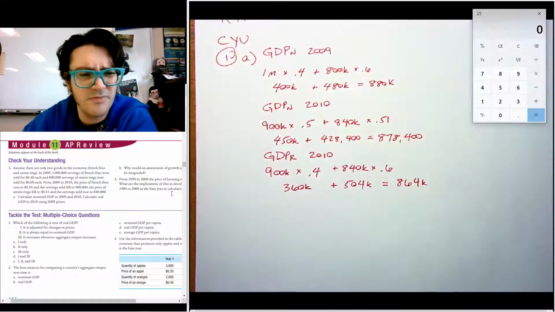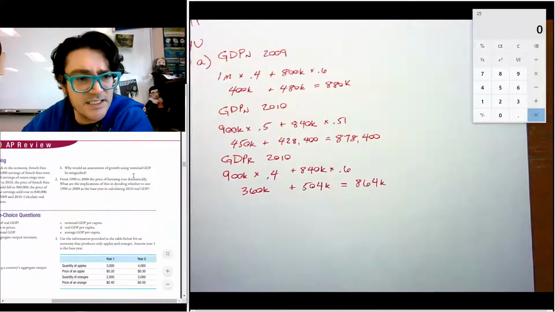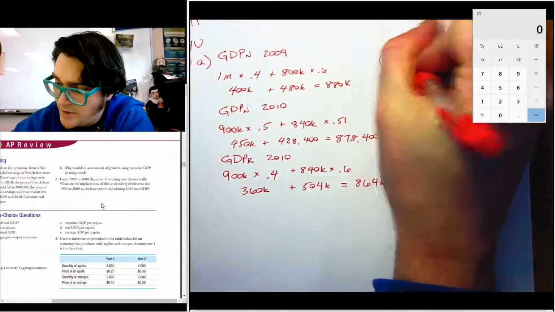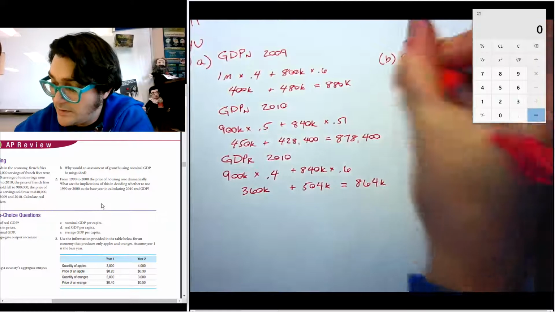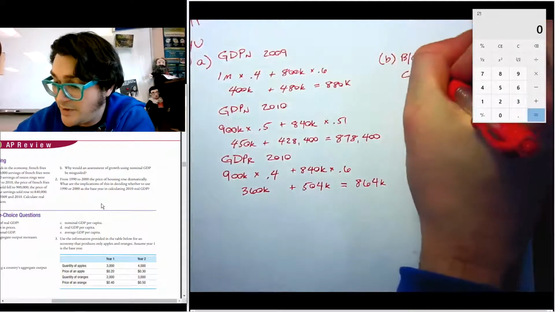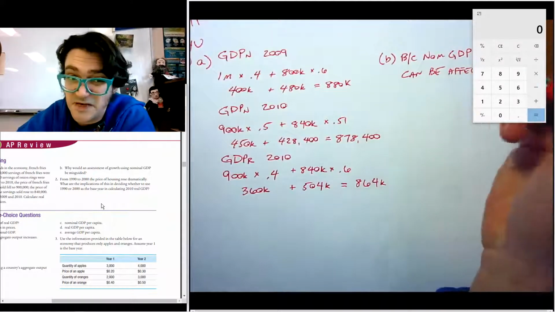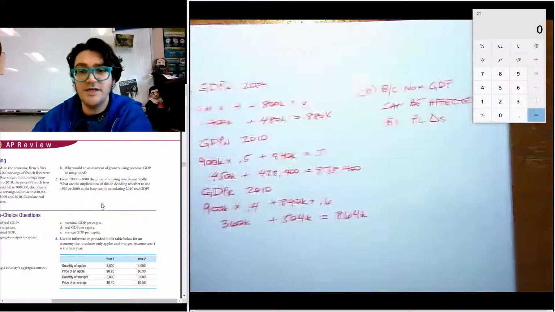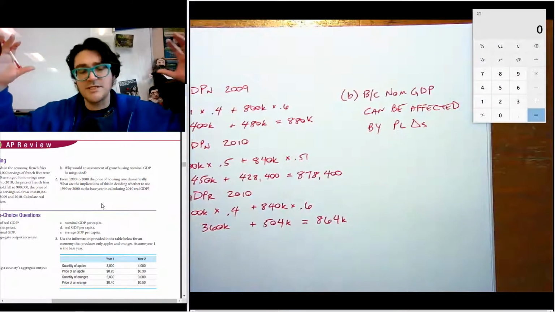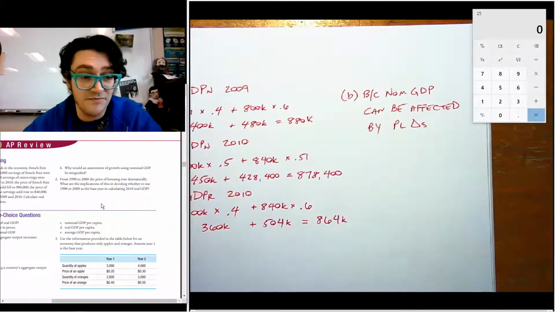And then for part B, it says, why would an assessment of growth using nominal GDP be misguided? Well, because nominal GDP is affected by price level changes. So you could end up with a really big increase in nominal GDP, but it's only because the prices went up a lot. It had nothing to do with you making more stuff.